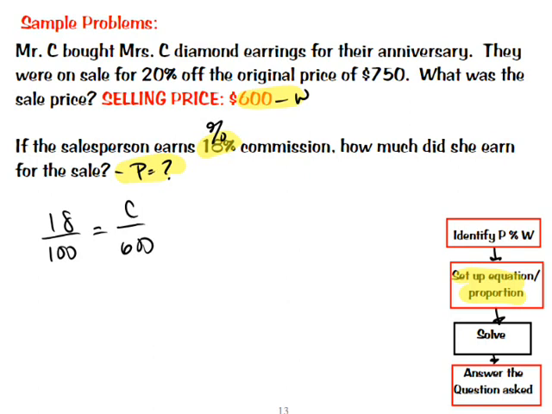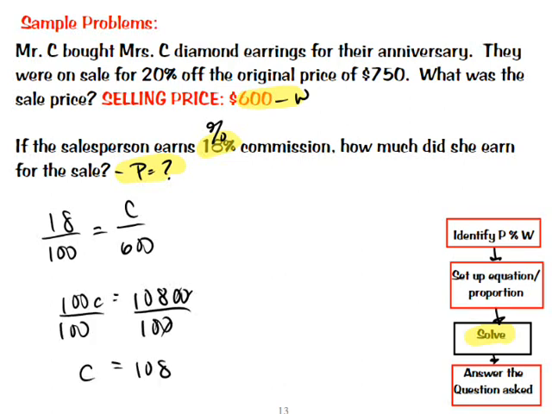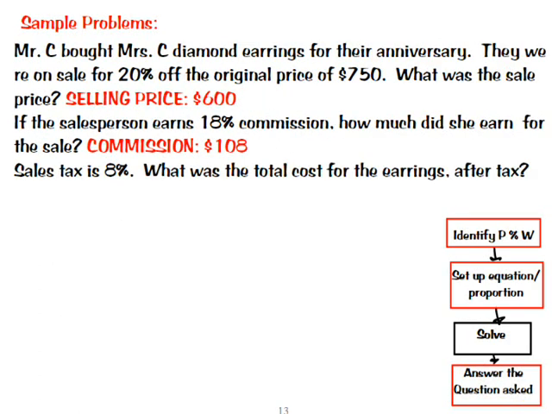There it is. Did you get it? I'll pretend you did and move on. And we'll go ahead and solve this proportion. Pause the video again and see if you can solve it correctly. Here comes the answer. And it is $108. That is the salesperson's commission on the sale of the earrings.